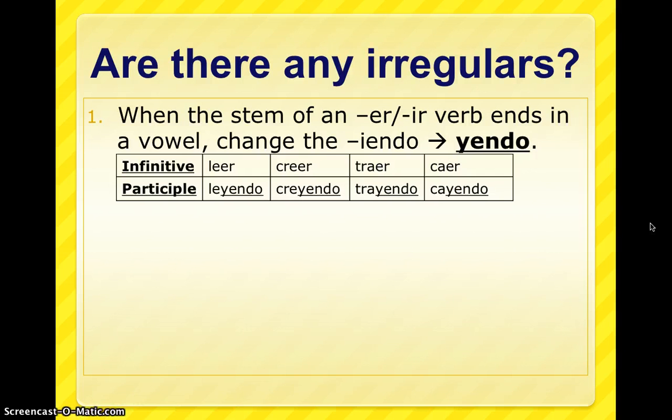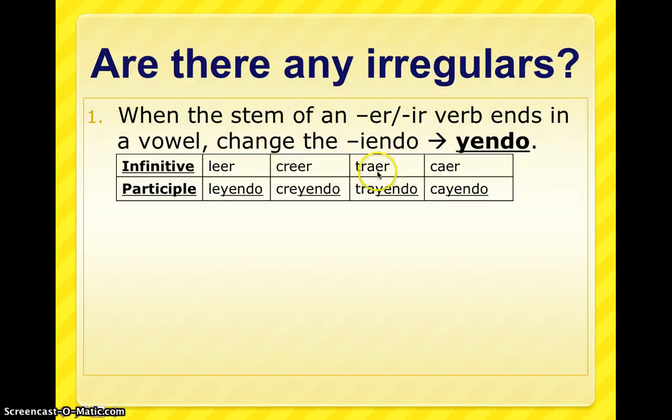So here we can see in the first row some infinitives that would fall into this category. So again, this category are verbs that end in ER or IR, and the stem ends in a vowel. So we can see here, if we were to take off our ER, the letter right before that is a vowel. This means that when we add our ending, we have to change that I to a Y, leyendo. Same thing with creer and with traer and caer.